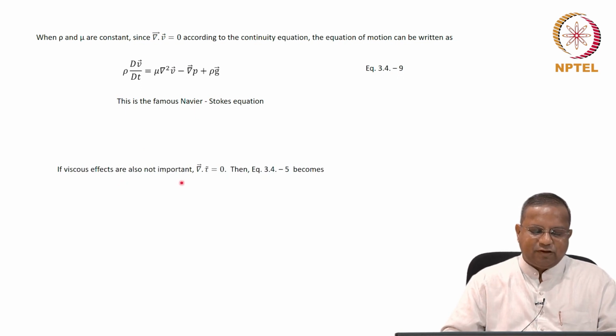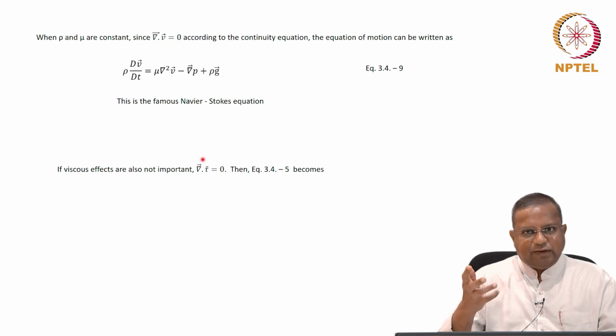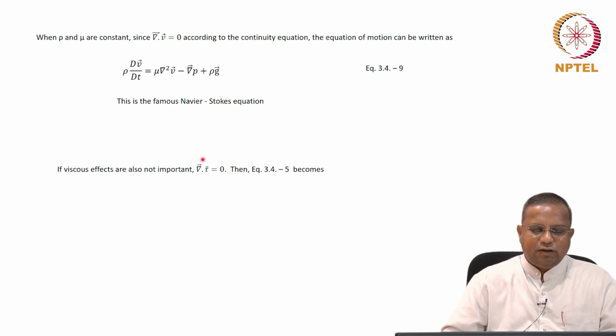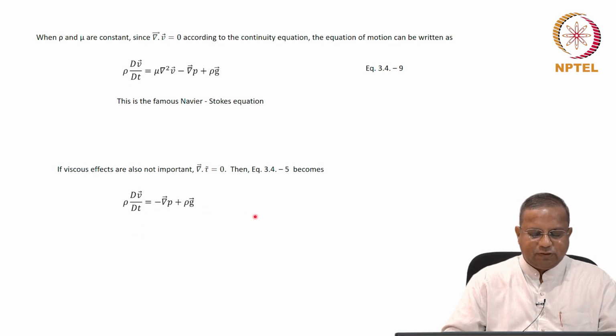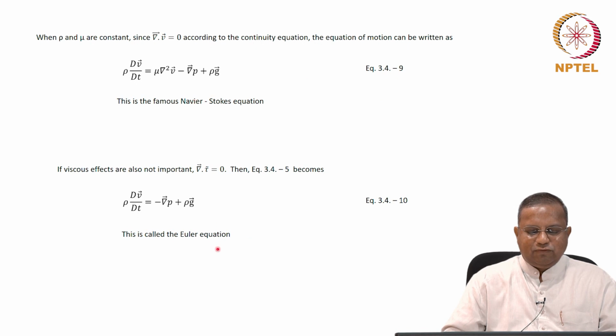Now, if the viscous effects are not important, then the del dot tau term can be put to 0 because the shear stress is not going to come in at all. Okay. This is an idealized situation, not a real situation, which becomes useful in many analyses. And in such a case, your equation of motion becomes rho dv dt equals minus del p plus rho g. This is 3.4-10, called the Euler equation. Okay. So these are two special equations that come out of the equation of motion for a Newtonian fluid.